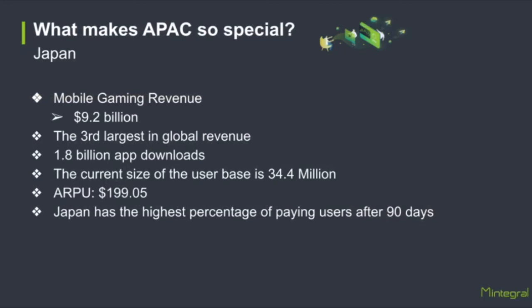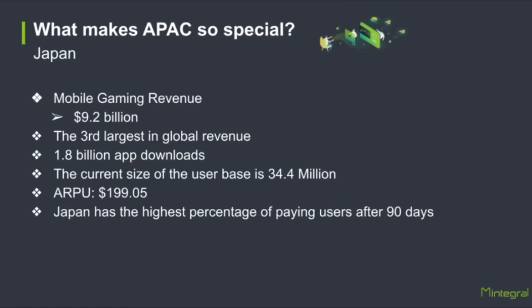Now we'll move on to Japan. While smaller than China, Japan represents a good opportunity for developers. Mobile gaming revenue, $9.2 billion. It is the third largest in global revenue. It has 1.8 billion downloads. The current size of the user base is 34.4 million.